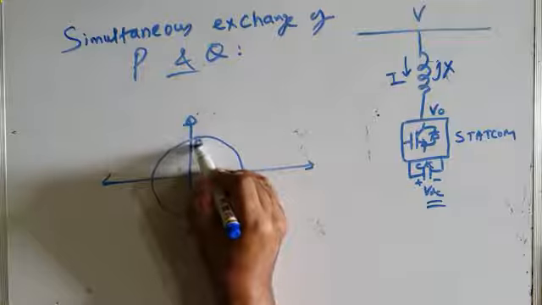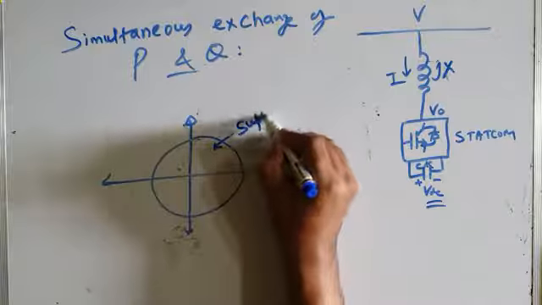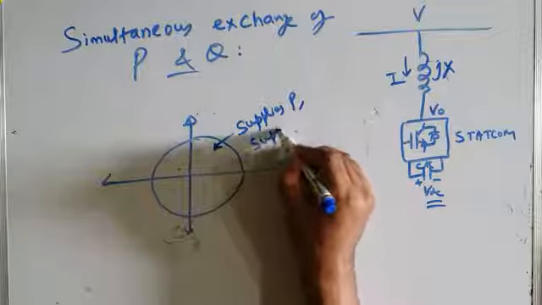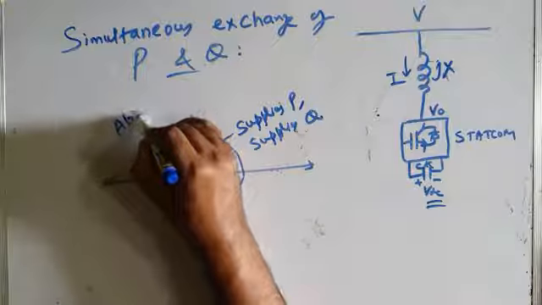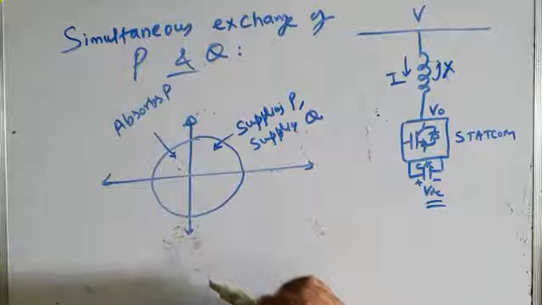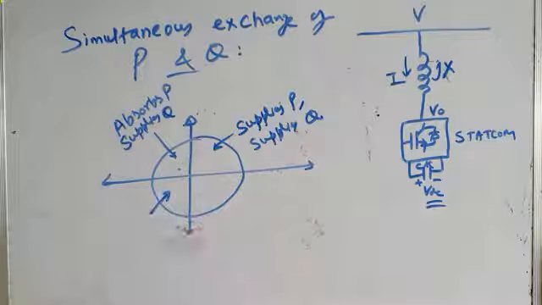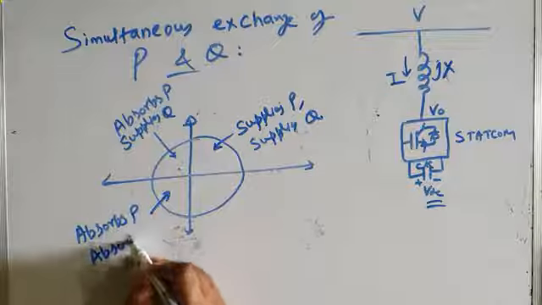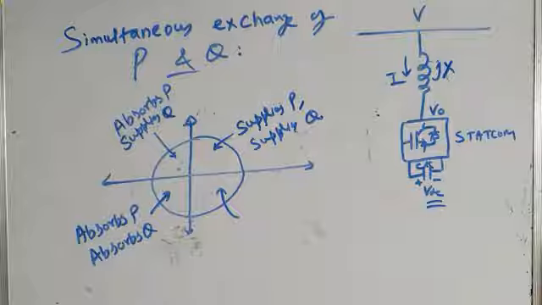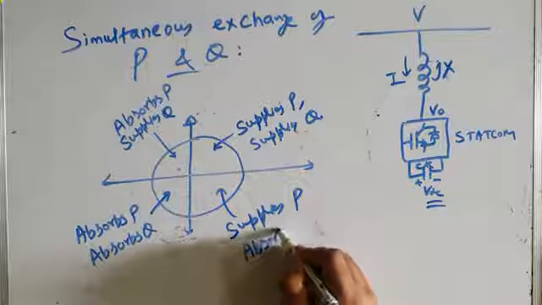In the first quadrant, Statcom supplies the active power. So here I will write supplies active power and supplies reactive power also. Okay. In the second quadrant, it absorbs active power, but it supplies reactive power. In the third quadrant, the Statcom absorbs active power as well as reactive power. Absorbs active power, and I should write absorbs reactive power also. And in the fourth quadrant, the Statcom absorbs reactive power and supplies active power. So I will write here supplies active power and absorbs reactive power.